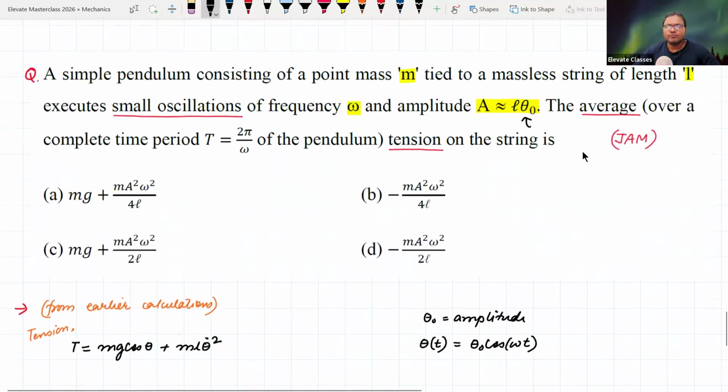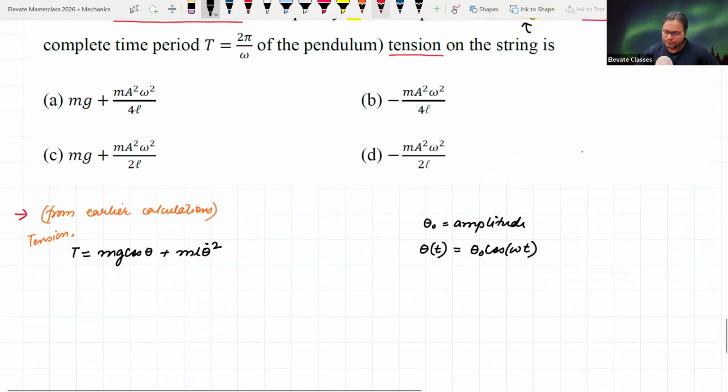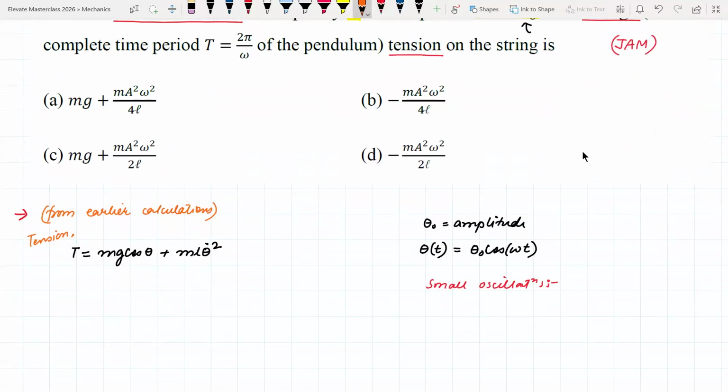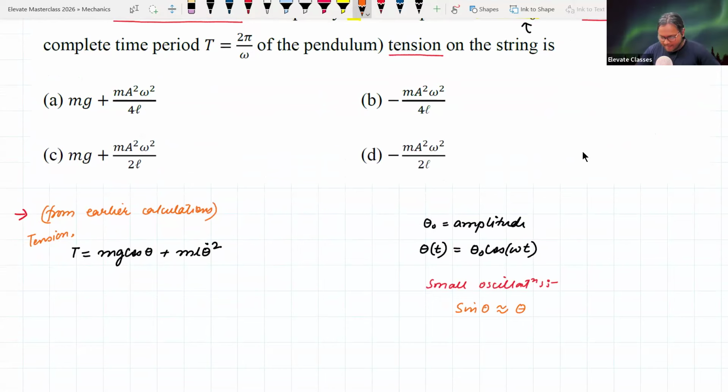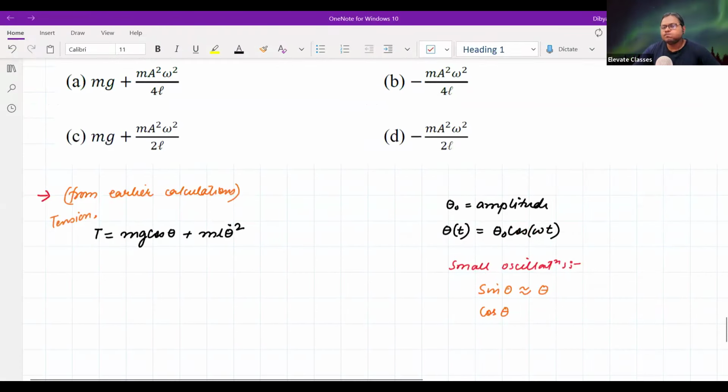Now, when I derived the tension, I did not apply small oscillations. But if I apply small oscillations in the tension, what is the condition of small oscillations? Cos theta will become 1. All right, this is a little tricky here. See, for small angles, sin theta is equal to theta, but what is cos theta? That is a question.